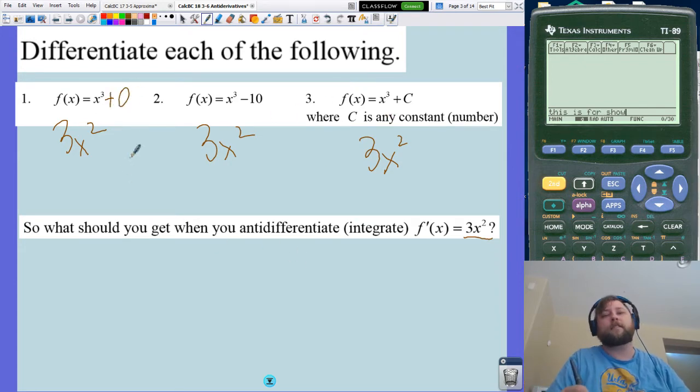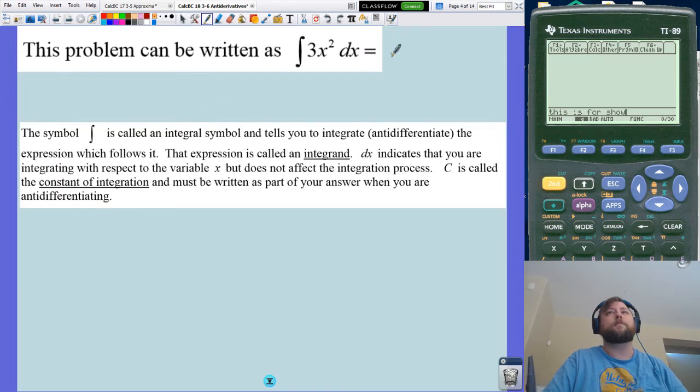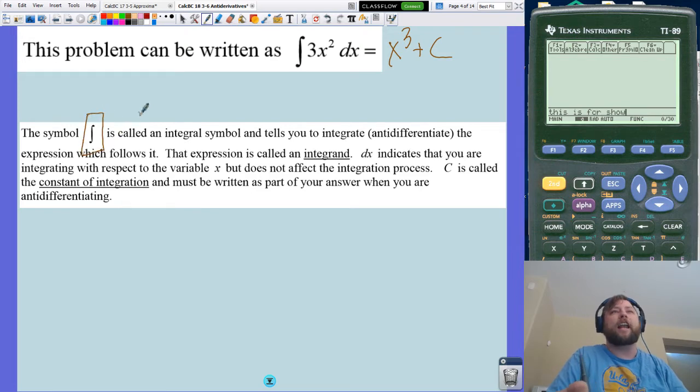So that's the point. The problem when you're solving these things, and you integrate or anti-derive, is x cubed plus c, where c is any constant. And we use this little elongated s thing to symbolize integration. And when you have integration, you have to put the dx there at the end. What does the dx indicate?